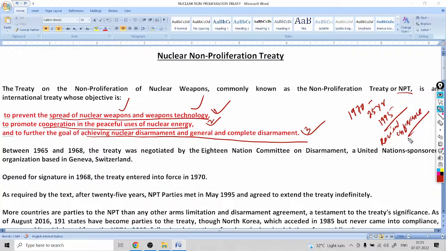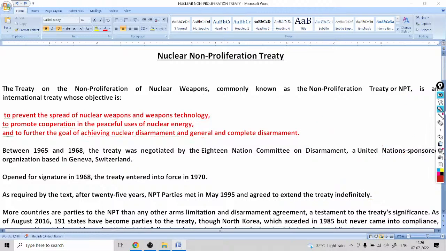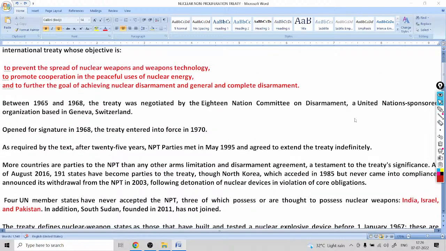Okay, and the review conference extended the treaty for an indefinite period. That means it is extended without any time bar, for an indefinite period. Right. For times to come, the treaty has been extended. That manifests the significance of the treaty. And why? That is why the international community decided to extend the treaty for an indefinite period.